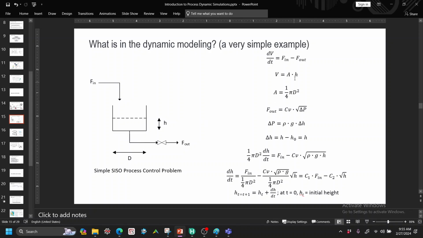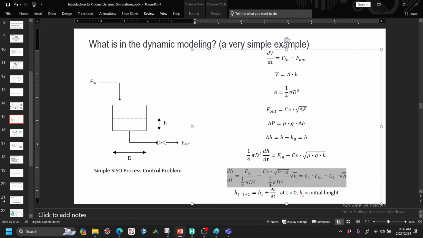The area multiplied by the height gives you the volume, and the area itself is a function of the diameter, because we know the diameter. The flow rate going out is also a function of the Cv of the valve, whether the valve is big or partially closed. Depending on the Cv of that valve and the delta P from here to there, you will get the volumetric flow rate. And the delta P itself is rho g delta H, plus this one if needed, but if we assume that is zero, then it is only delta H, and so on and so forth, until you will get something like this.